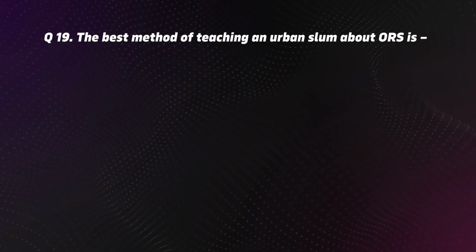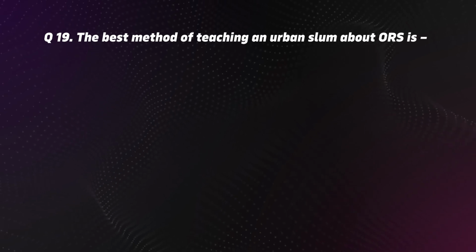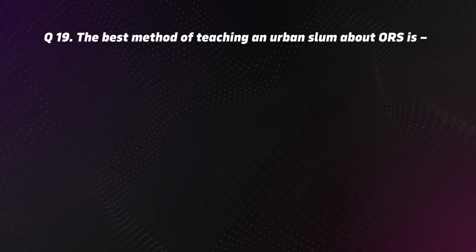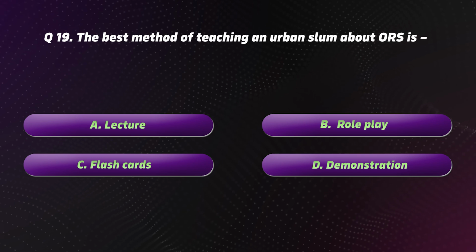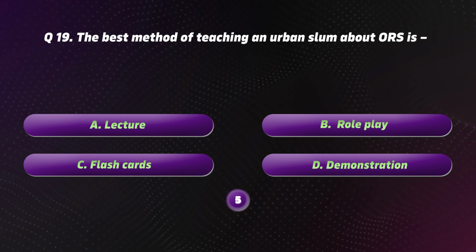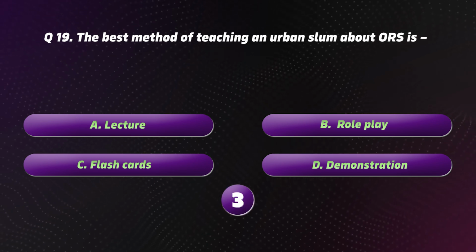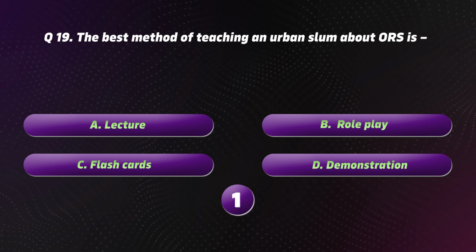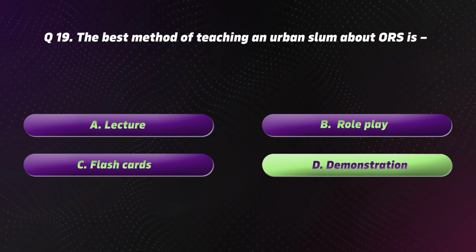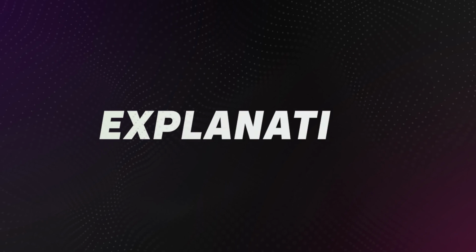Question 19. The best method of teaching an urban slum about ORS. Here are the options. A. Lecture. B. Role play. C. Flashcards. D. Demonstration. And the correct option is D, Demonstration. Here is the explanation. Which is known as demonstration.